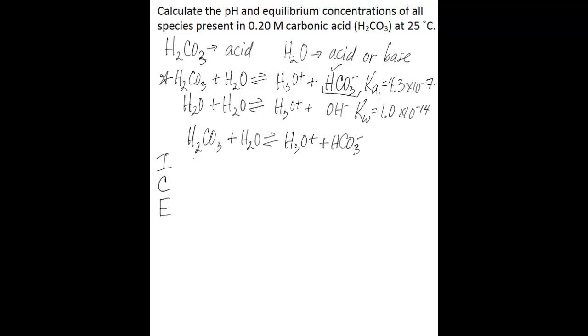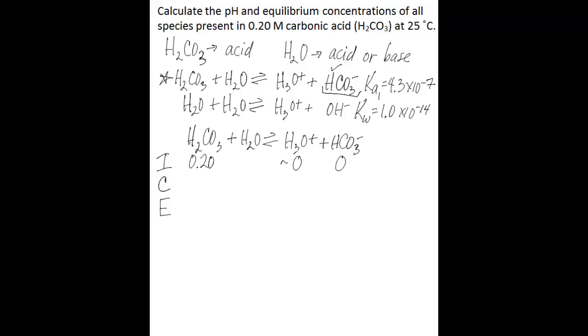You're given in the problem that the initial concentration of carbonic acid is 0.20. The initial hydronium concentration is approximately 0, because there's always a little bit present, but not much until carbonic acid actually transfers some protons to water. And we don't have any of the conjugate base present initially.